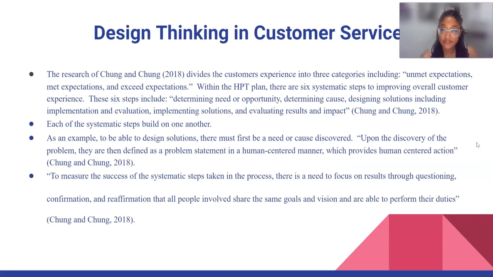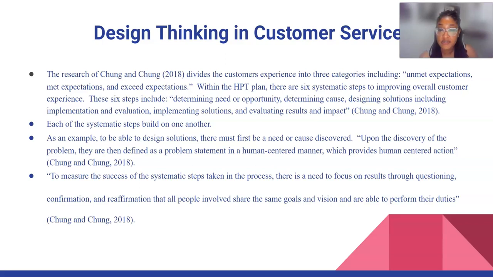Design thinking and customer service. The research of Chong and Chong of 2018 divides the customer's experience into three categories, including unmet expectations, met expectations, and exceed expectations within the HPT plan. There are 6 systematic steps to improving overall customer experience. These 6 steps include determining need or opportunity, determining cause, designing solutions, including implementation and evaluation, implementing solutions, and evaluating results and impact. And that is once again from the Chong and Chong 2018 research.